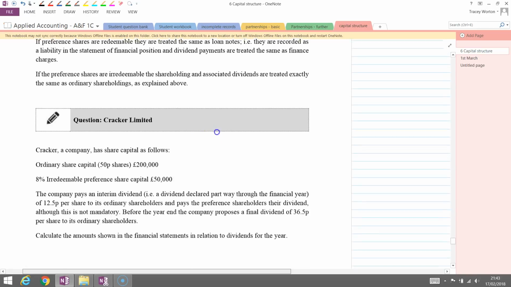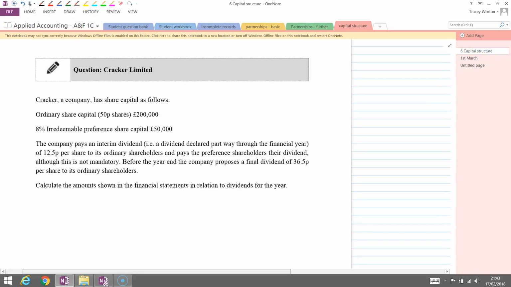So having a look at a short example dealing with Cracker Limited. Cracker has the following share capital. We have ordinary 50p shares, £200,000 worth. We have some 8% irredeemable preference shares of £50,000. Irredeemable means undated, and so it's going to be treated exactly the same way as ordinary share capital, or equity share capital.